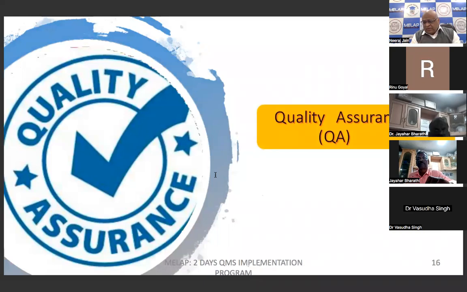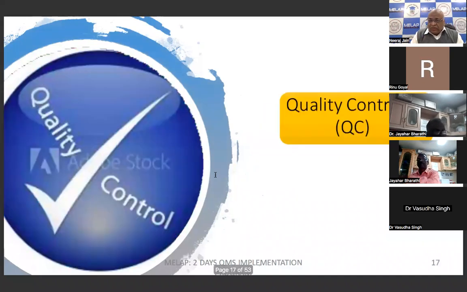Sometimes we use the term quality assurance. What is the meaning of this? Quality assurance means we are assuring someone else. What are we assuring? That quality requirements will be fulfilled. To assure what is required, we shall have good quality control, which includes pre-examination as well as post-examination.